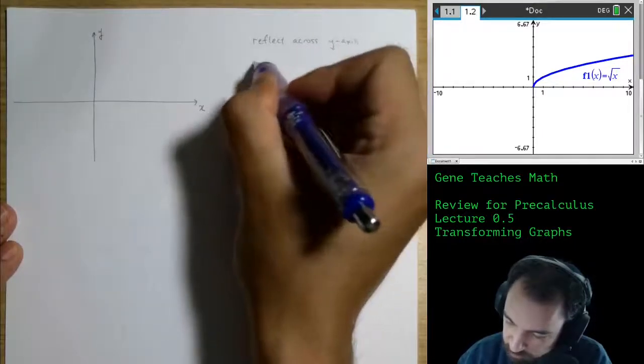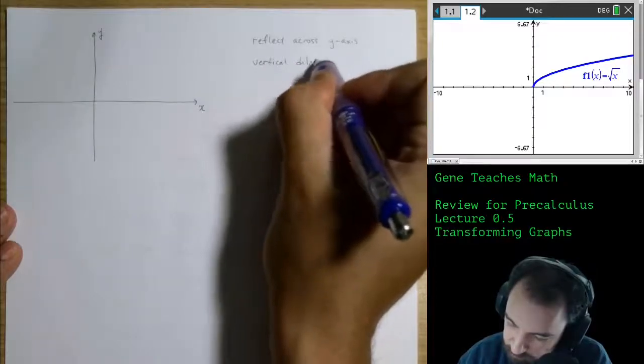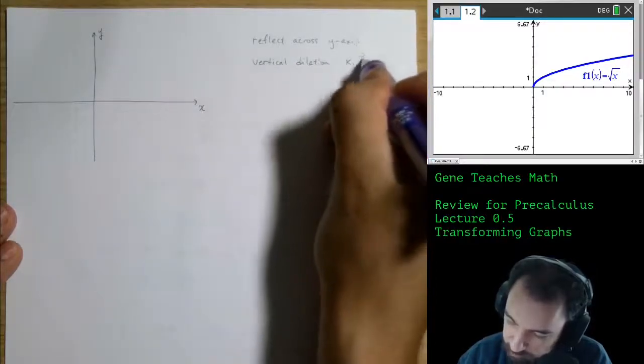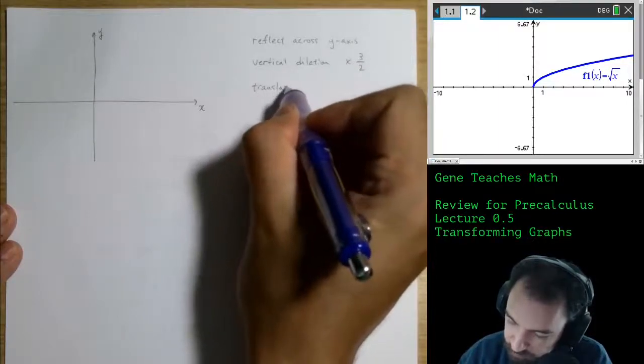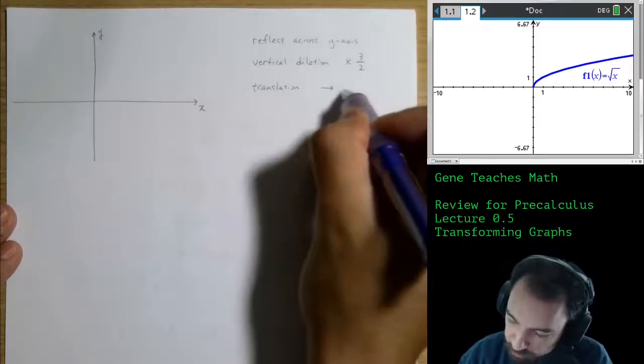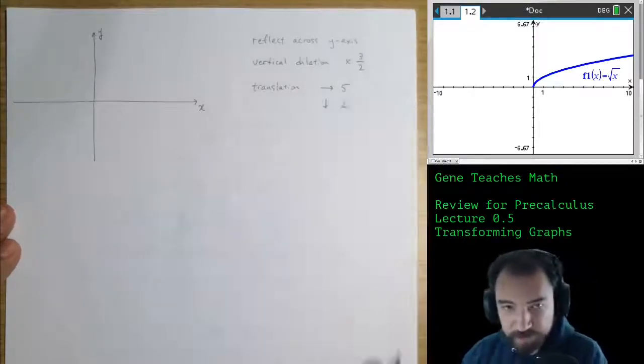And then we want to do a vertical dilation, multiplying by 3/2. And then let's do a translation where we're going to move to the right by 5 units and down by 2 units, let's say. Okay.